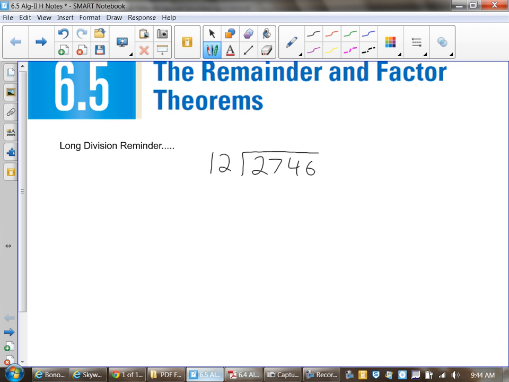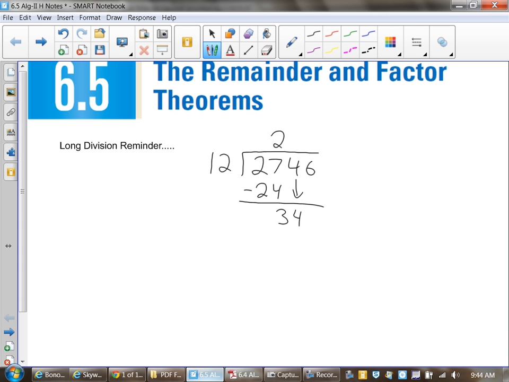Now, when you did this, you asked yourself, how many times does 12 go into which value? It doesn't go into 2, then we go to the 27. How many times does 12 go into 27? Twice. You put the 2 over that one. 2 times 12 is 24. And then you brought down the 4. Okay, you subtract. We get 3, and then we bring down the 4.